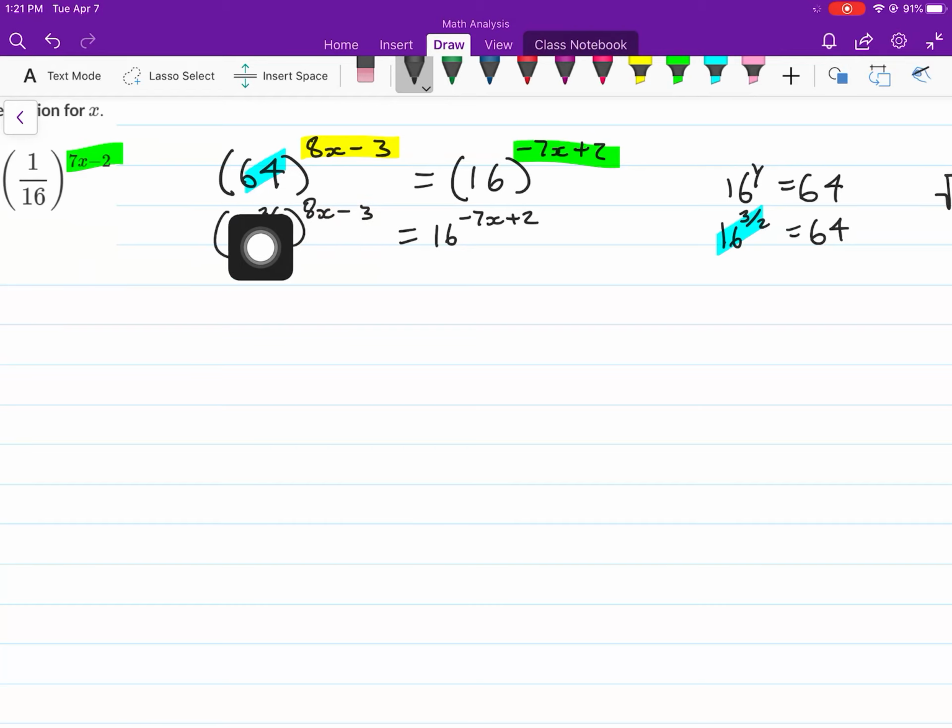Then we've got to go ahead and multiply these exponents. So I'm going to have 16 to the 3 times 8 is 24 over 2 is 12x, minus 3 times 3 is 9 over 2. And now that we have the same bases, we can go ahead and set the exponents equal to each other.